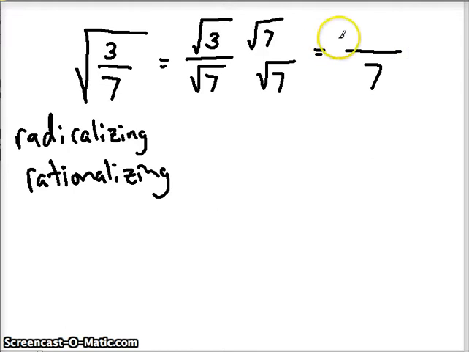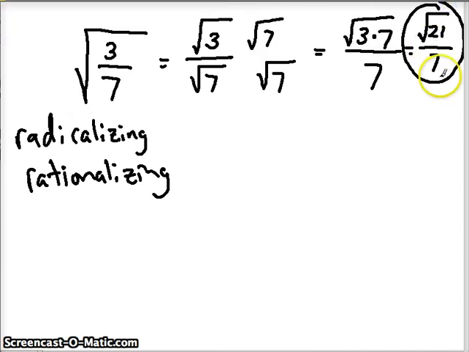So on the top we get the square root of 3 times 7. We're using our rule where we're allowed to make two different radicals. We just combine those numbers under one radical and multiply. So we finally get the square root of 21 over 7. And because we can't simplify 21 any farther, 3 and 7 are really the only factors. We got to leave it as what it is.